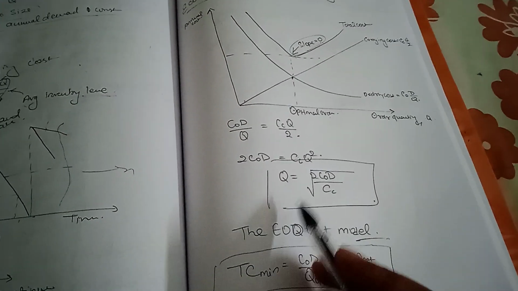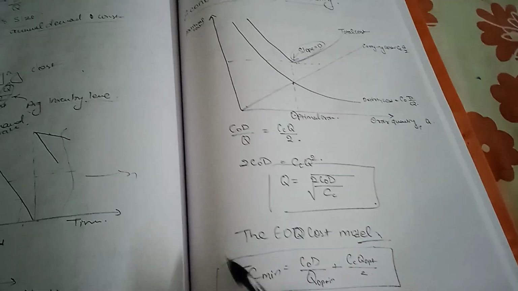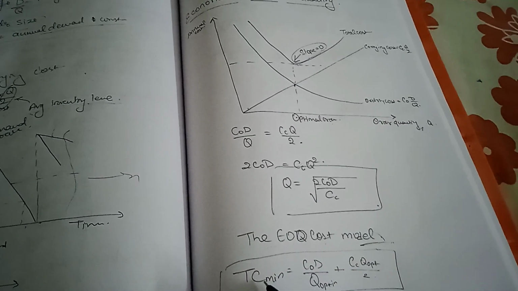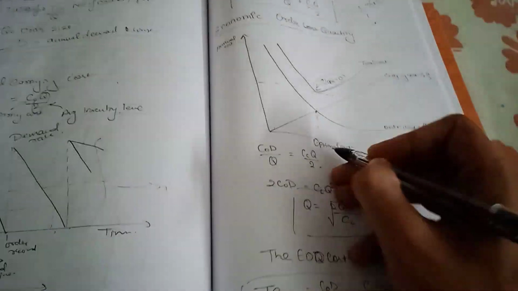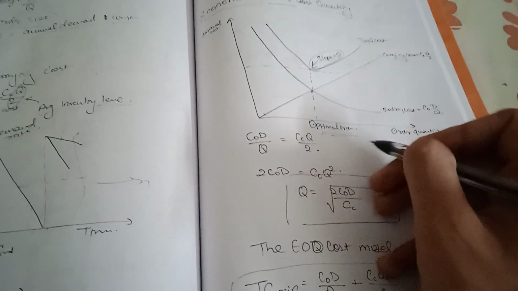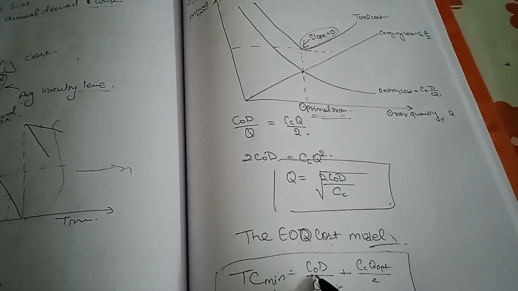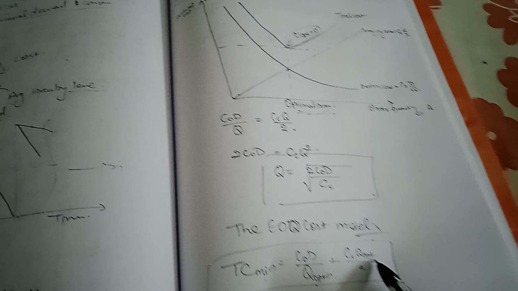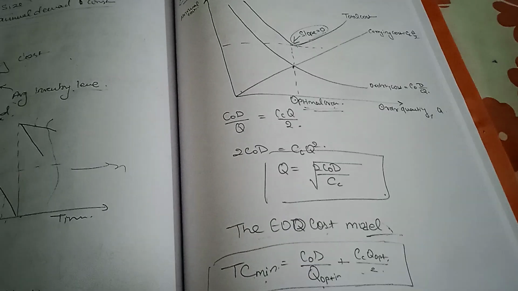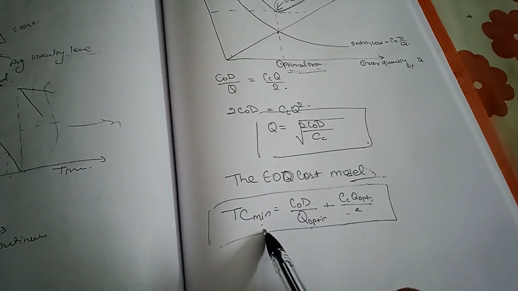So as per the EOQ model, when we follow total cost minimum, we have to order the optimum quantity. So we can say C_O D upon Q optimum plus C_C Q optimum upon 2. At this particular point we get the TC minimum.